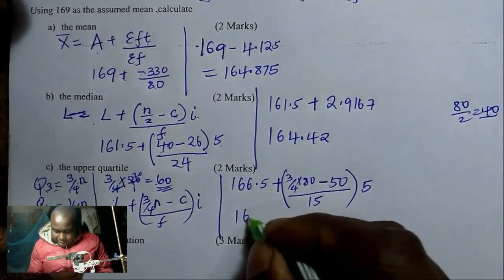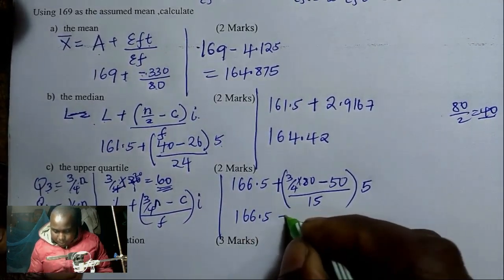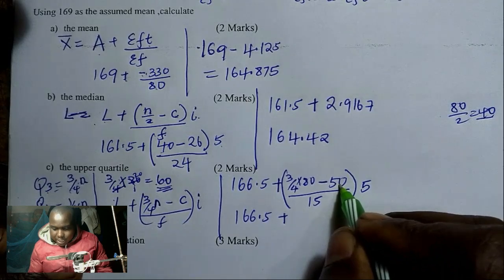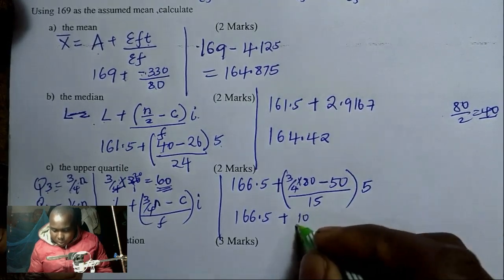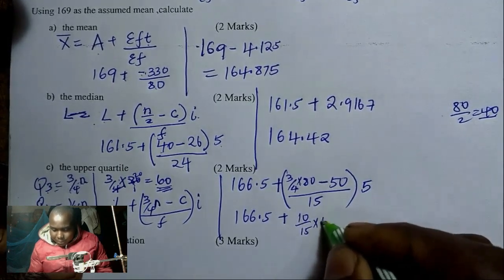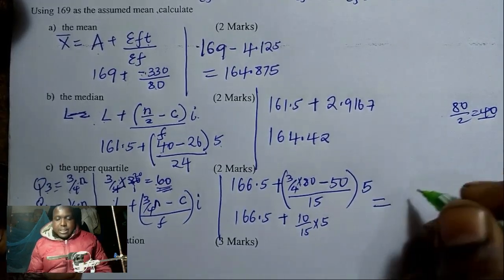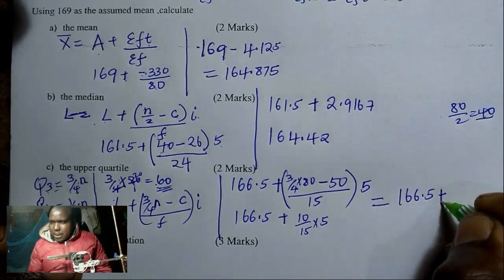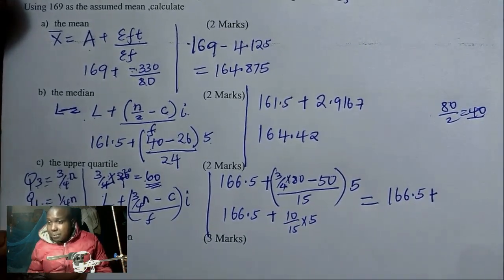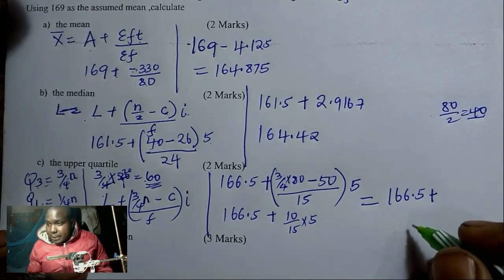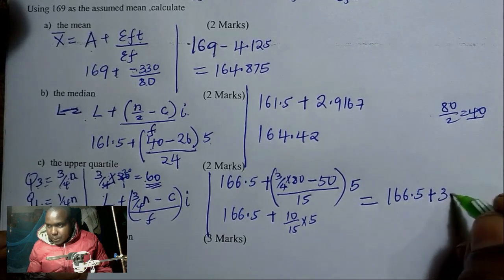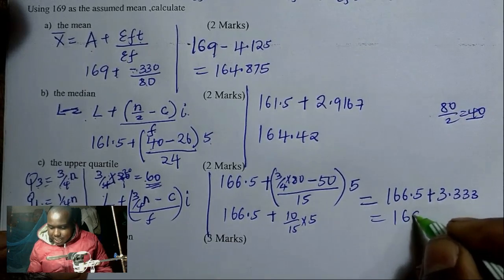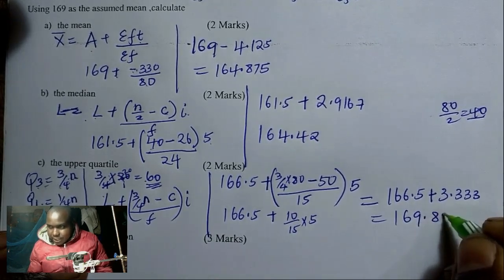So this one is 166.5 plus 60 minus 50, which is 10, over 15 times 5. And this one will give us 3.333. So we add it to 166.5, and the answer is 169.83.